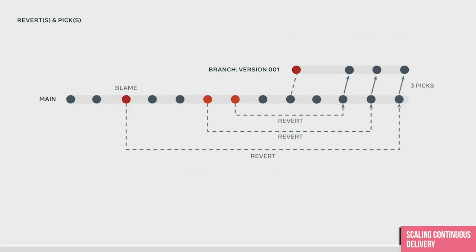Yeah, so this is what we are doing. We are reverting each of those commits, and then we wait for all of them to be reverted, and then pick all 3 commits, as in this example, to the branch. So this is how the reverts and picks work for Lite.